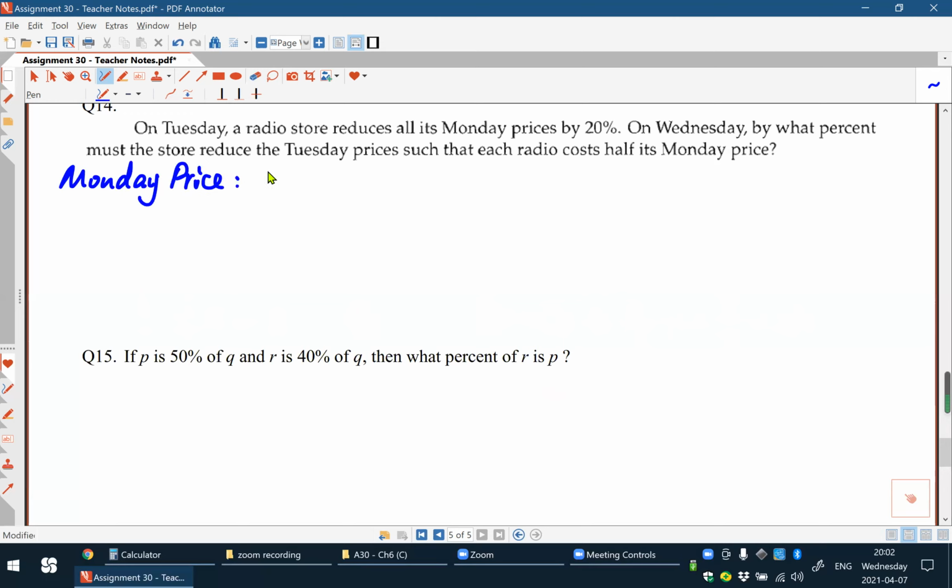M. And if the Monday price is M, what is the Tuesday price? Tuesday price is reduced by 20%. So that means Tuesday's price is 1 minus 20% of M, right? And what is the Wednesday's price?